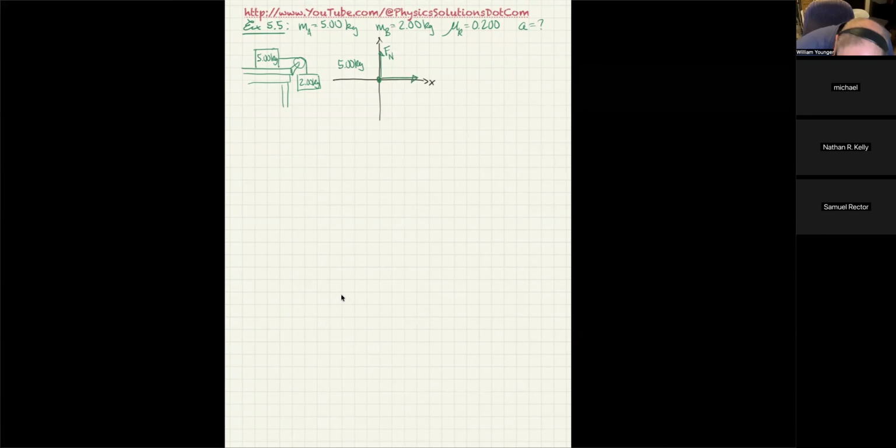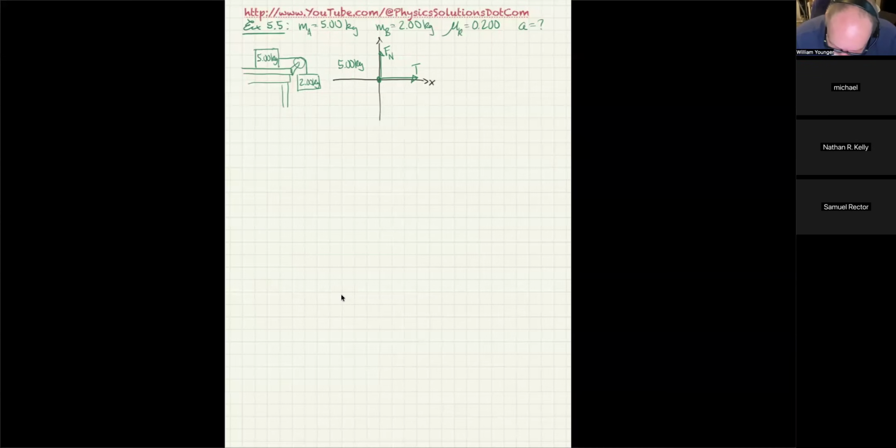And I just call that T. Your book calls it F sub T. But again, it's pointing to the right, so that's a positive direction, so I drew it as green. And we assume, just like the drawing has, that the pulley is just the right height so that the string is not giving an upward component or a downward component of force to the 5 kilogram box.